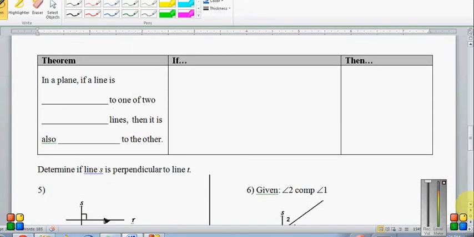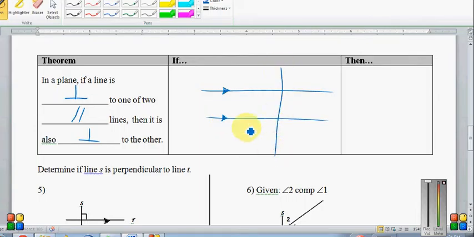One more theorem. In a plane, if a line is perpendicular to one of two parallel lines, then it is also perpendicular to the other. So this is basically the opposite of the one that we just had. We're starting with parallel lines. So we've got two parallel lines, and we've got another line.